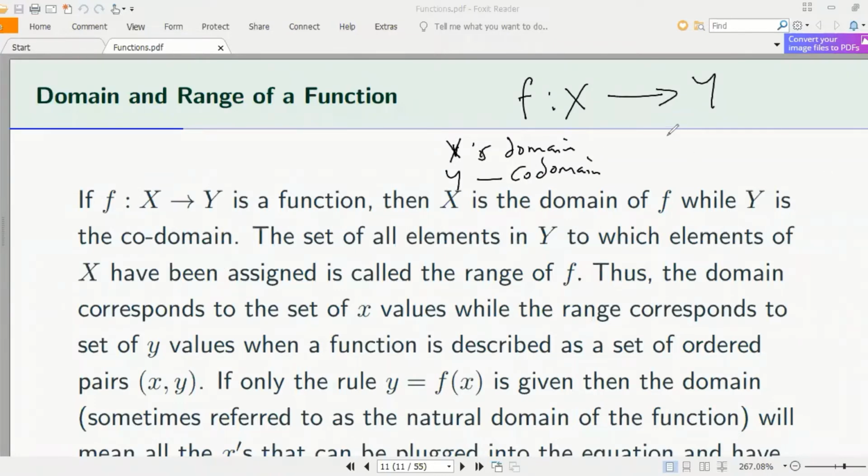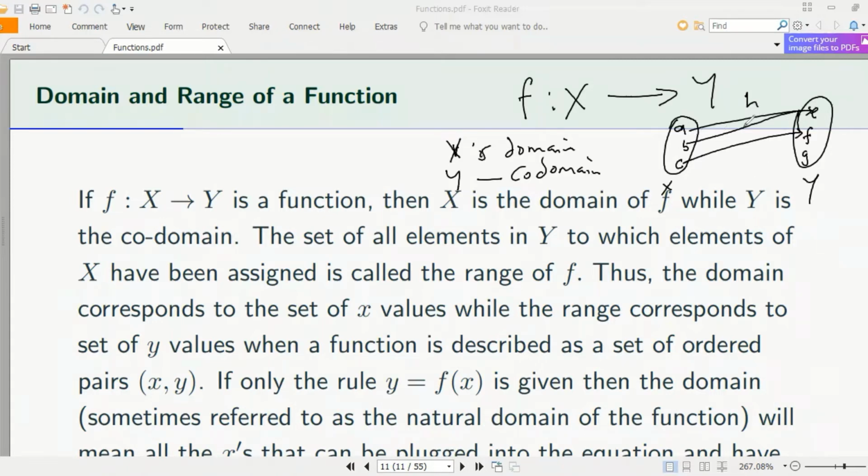Now look at this scenario. I have X here, and I have this Y. I have A, B, C in X, and E, F, G in Y. A is assigned to E, B is assigned to E, and C is assigned to F. This H is a function because I can see that every element in X has an image, and a single image. So H is a function.